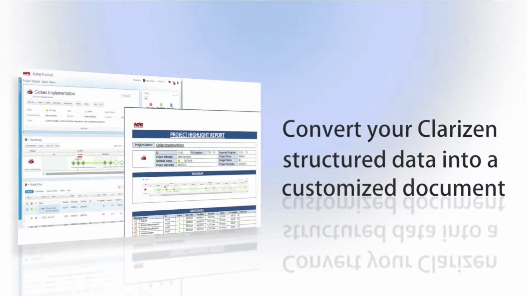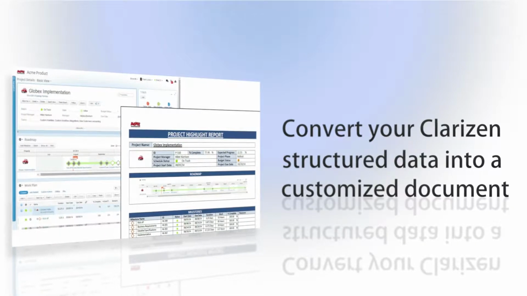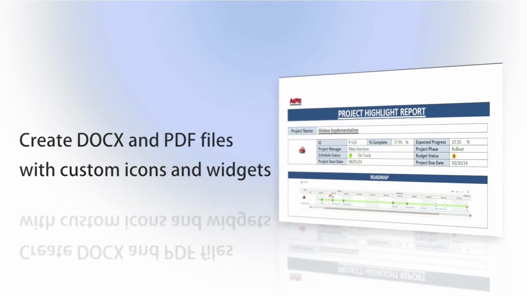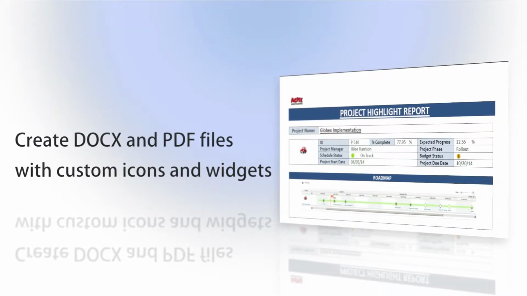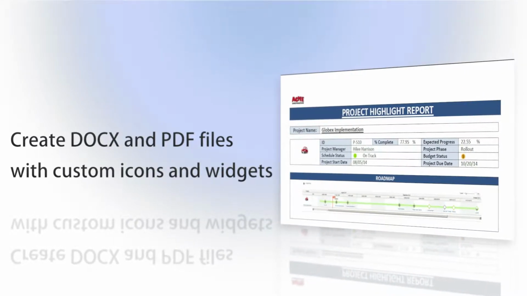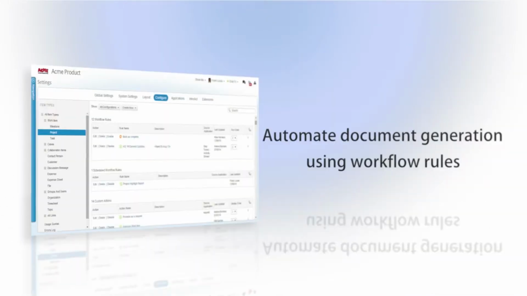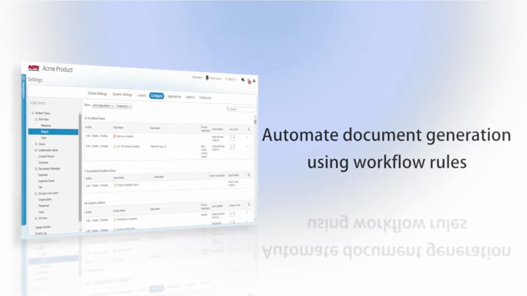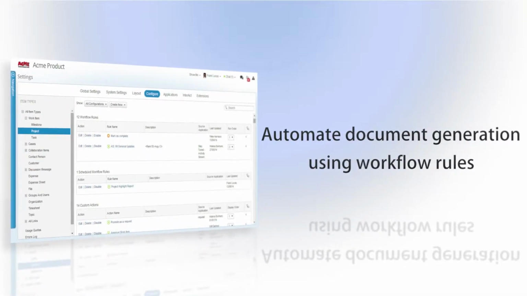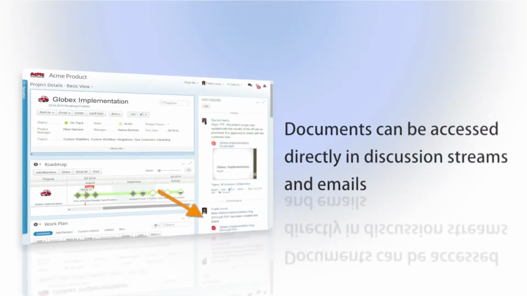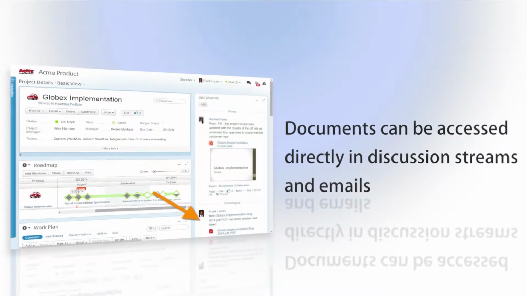Clarizen's Document Publisher allows you to dynamically create documents based on your Clarizen data, simply by creating or customizing your own template. The Document Publisher can create either Word or PDF files and allows fully embedding all custom icons and widgets. You can even automate the Document Publisher using workflow rules, allowing for a seamless flow of your daily work. Generated files can be attached directly to discussion feeds and sent by email, giving everyone in your team access to critical information.